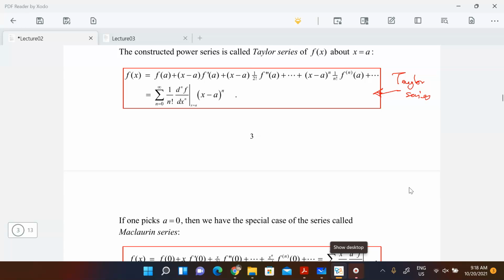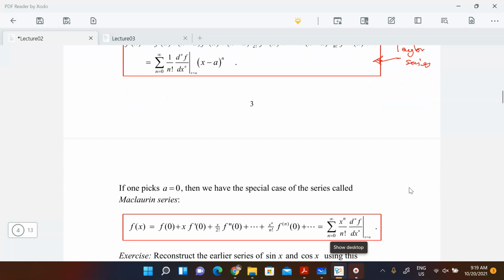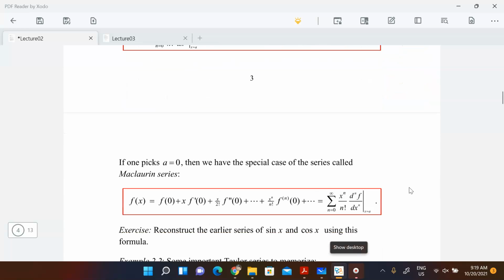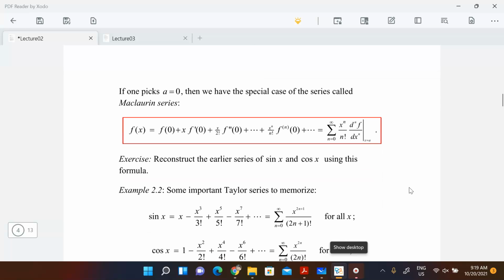If you pick your specified point where you expand the power series about to be simply the origin, that means you pick a equals 0, then it's called a Maclaurin series. Just another simple exercise: now that you have a general function expanded in terms of this Taylor series, you can recheck what you have done for your sine x and your cosine x before.